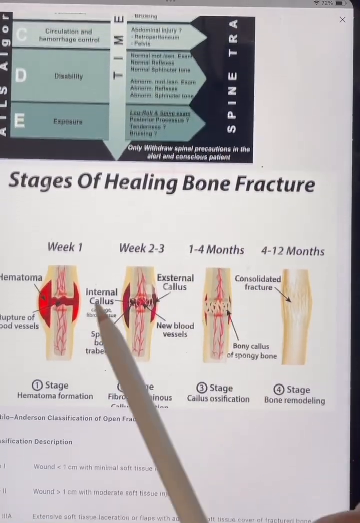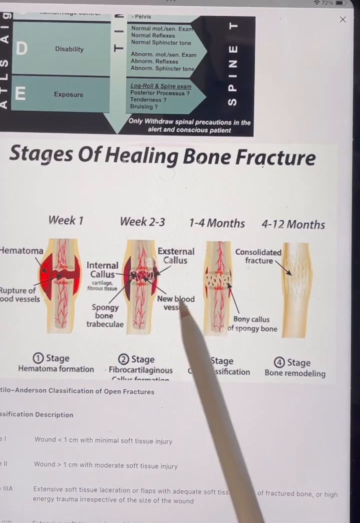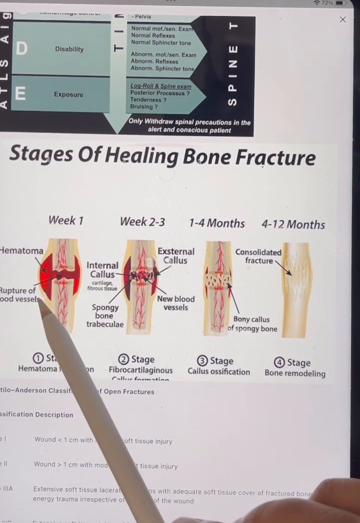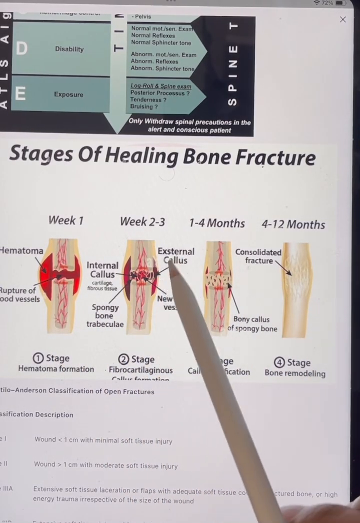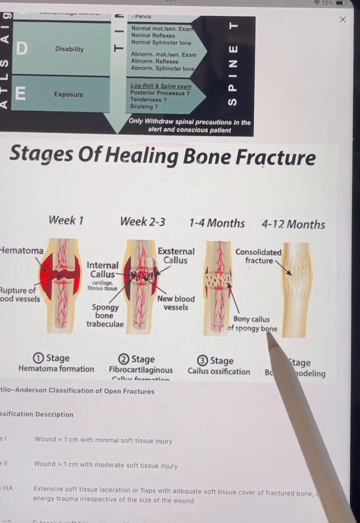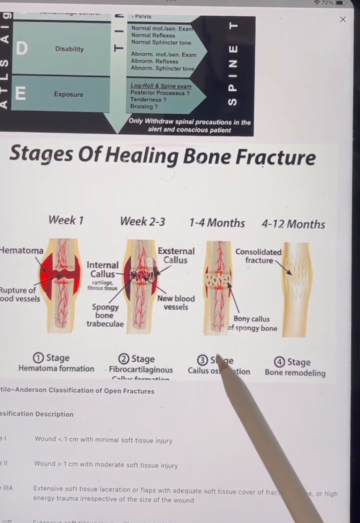Stages of healing of bone fracture: week 1, 2 to 3, 4 months. Initially there is hematoma, then inner callus formation, external callus formation, then woven spongy bone, and then consolidated bone.